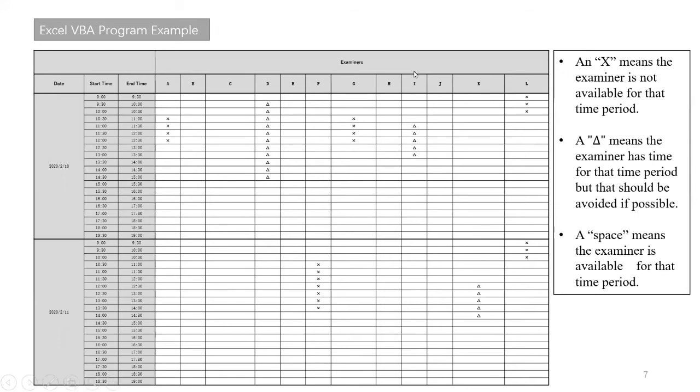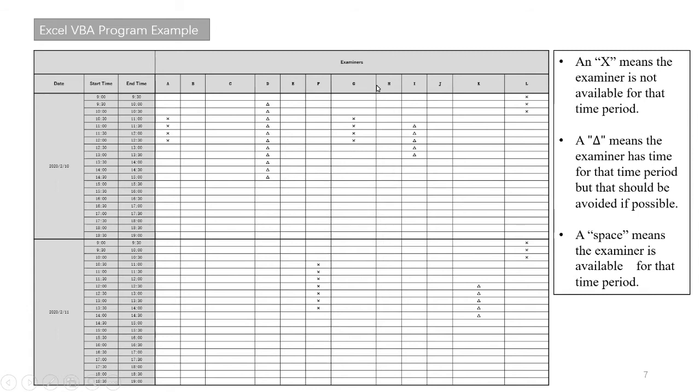We have basically 3 levels of priority here. The mark in the schedule means the examiner does not have the time at this moment. A triangle means the examiner has the time but personally doesn't want to attend the presentation. And a space means the examiner is available at this moment.